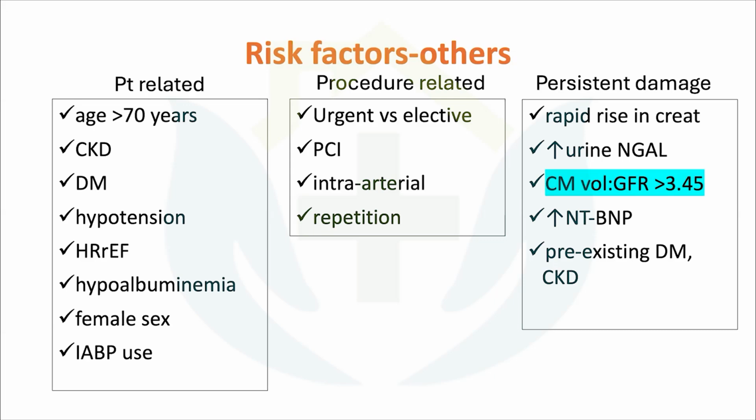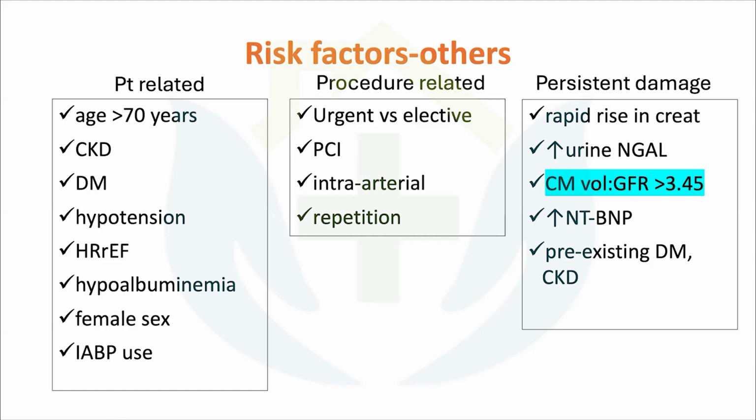Now, having said the risk factors, there are certain risk factors or the markers which predict a persistent damage. So they are rapid rise of creatinine. So if you have a baseline creatinine of somewhat say 2 or 3, rises to 6 after the use of contrast, definitely this is going to get worse in the future.